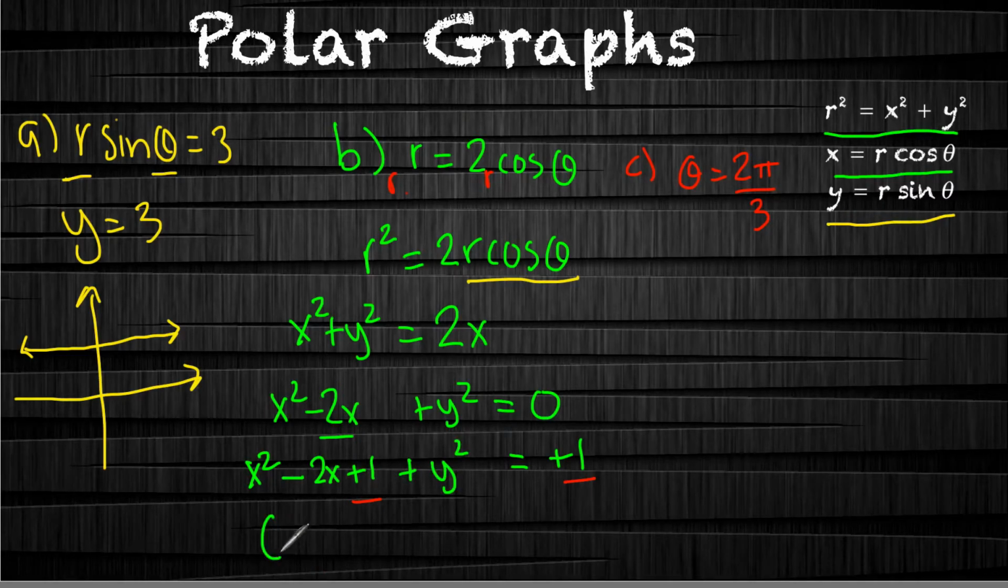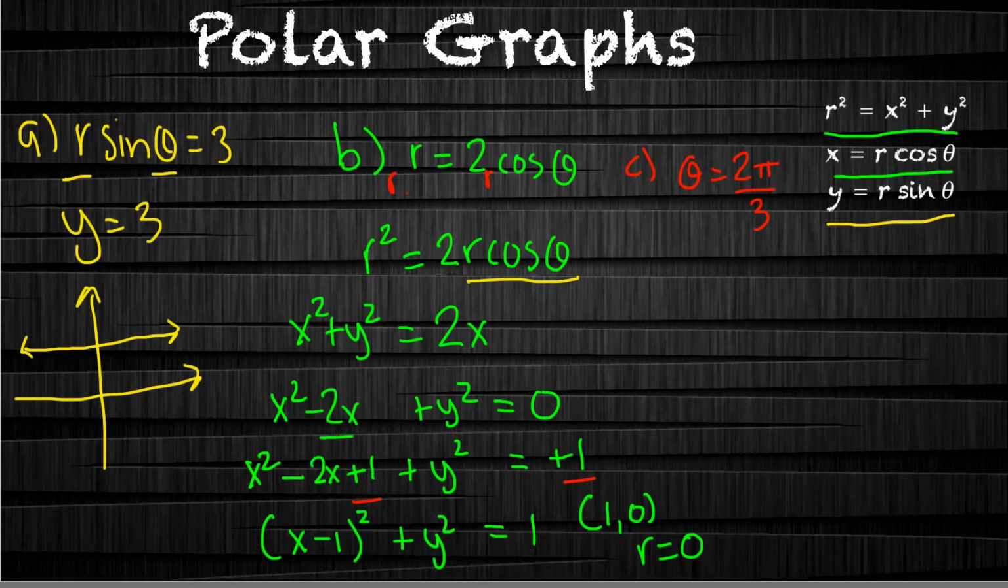And then this factors into x minus 1 times x minus 1, which we can write as x minus 1 squared plus y squared equals 1. And so now we can recognize that as a circle with a center of (1, 0) and a radius of 1. So if we sketched it, that's what it would look like.